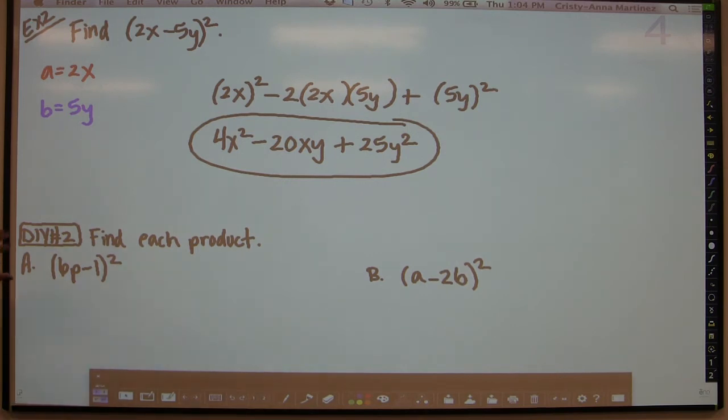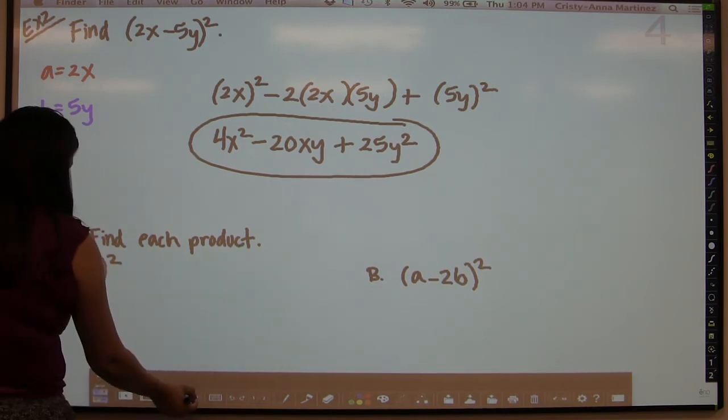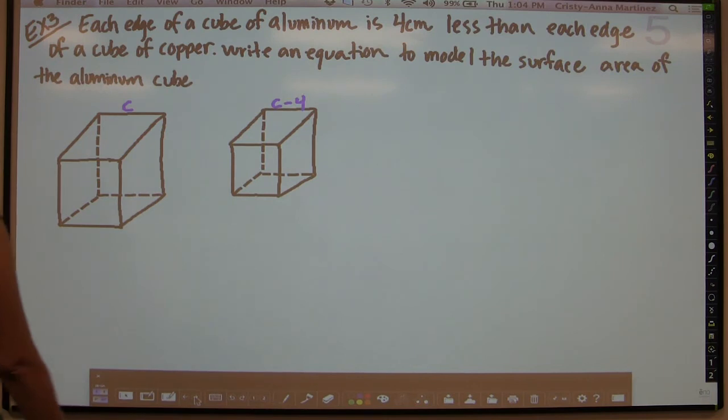So again, if you will try this do-it-yourself number 2, we're going to go on to our third, or actually we're going to stay here for a little bit and do an application problem first, and then we'll go to our third special product. So in this case, it says each edge of a cube of aluminum is 4 centimeters less than each edge of a cube of copper.